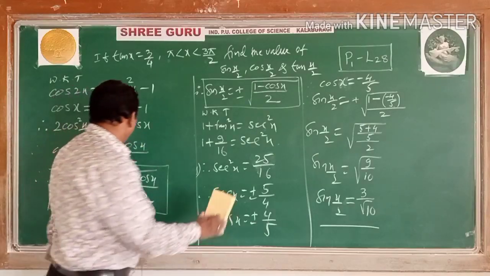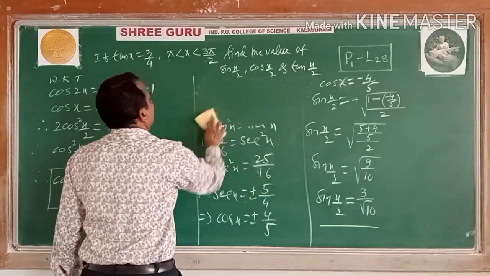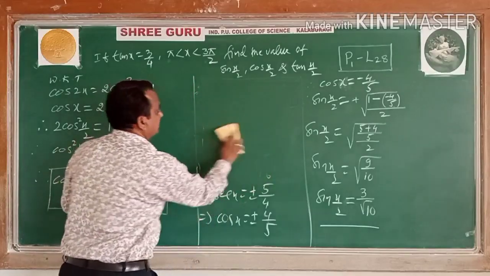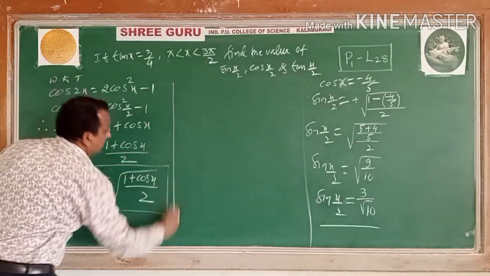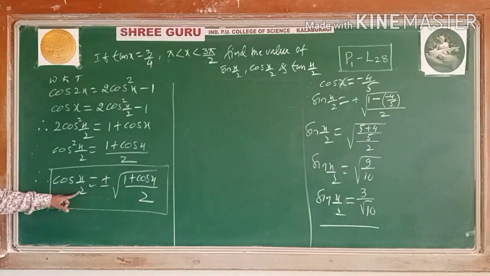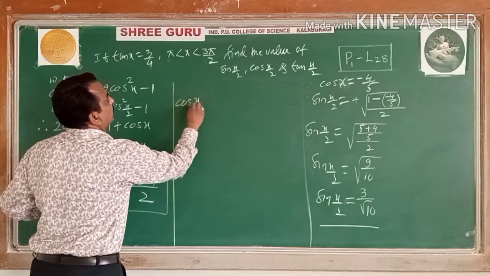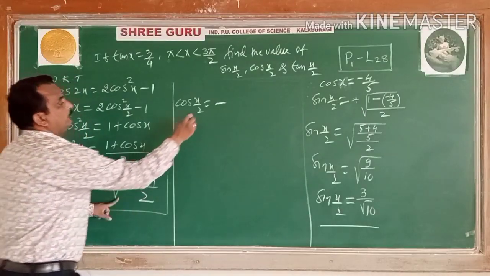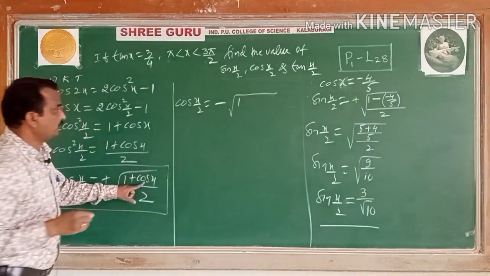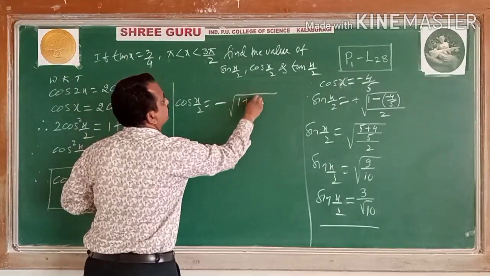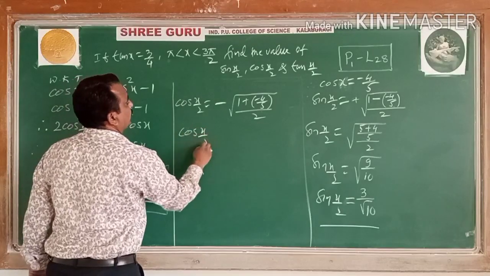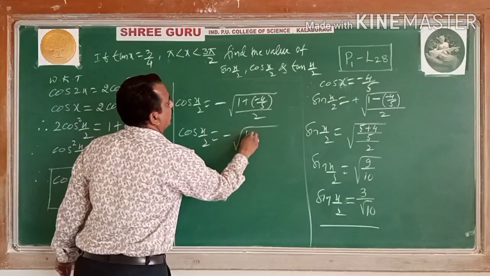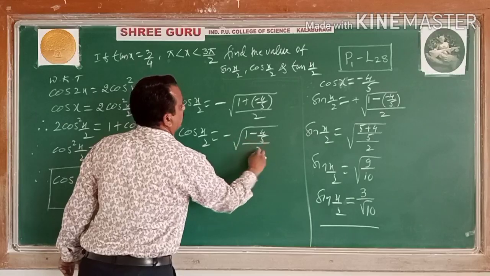Now next, we'll go for that value here. Already we have cos x calculated. Either you should take positive or negative here. Where does cos x by 2 lie? x by 2 is in the second quadrant. In the second quadrant, is cos x by 2 positive or negative? Negative it is. So you should take the negative value. Negative root of 1 plus, what is cos x? Minus 4 by 5, divided by 2. Cos x by 2 equals minus root of 1 minus 4 by 5 divided by 2.